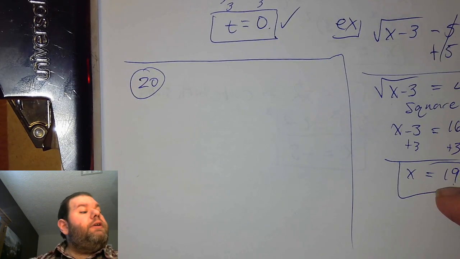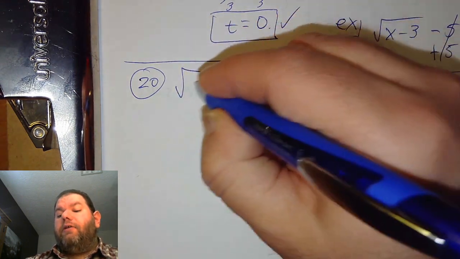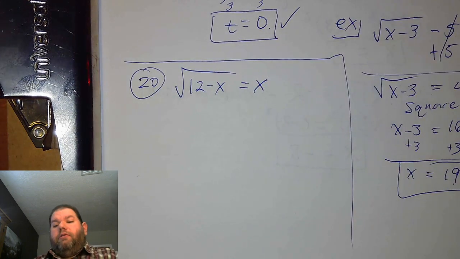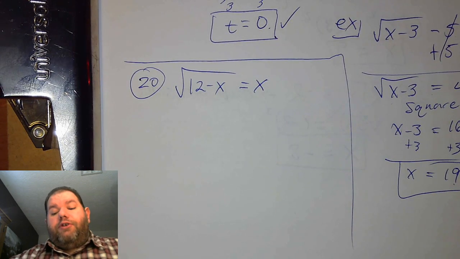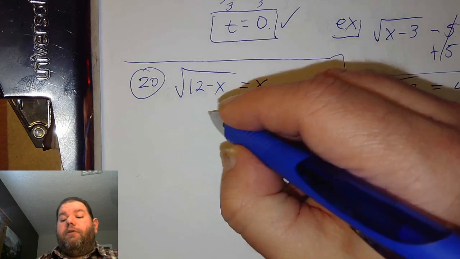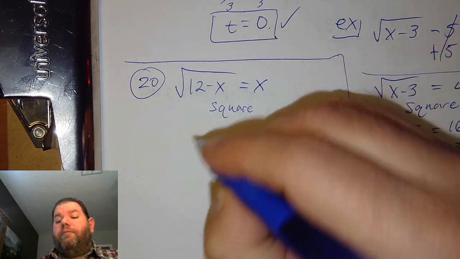And number 20, we have square root of 12 minus x is equal to x. First thing we always check is whether the square root is by itself, and in this case the answer is yes. So we can move to the next step and say we want to square both sides.